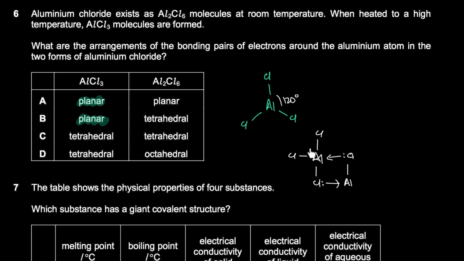The chlorine from one AlCl3 molecule combines with the aluminum from another, and same thing here. The chlorine from the second one combines with the Al of the first one, right? So this chlorine donates a pair of electrons, forms a dative bond to this aluminum. This chlorine donates a lone pair, forms a dative bond with this aluminum, right? So what you notice here is that each aluminum is bonded to 4 atoms. So each aluminum has a tetrahedral geometry. So the answer is B.